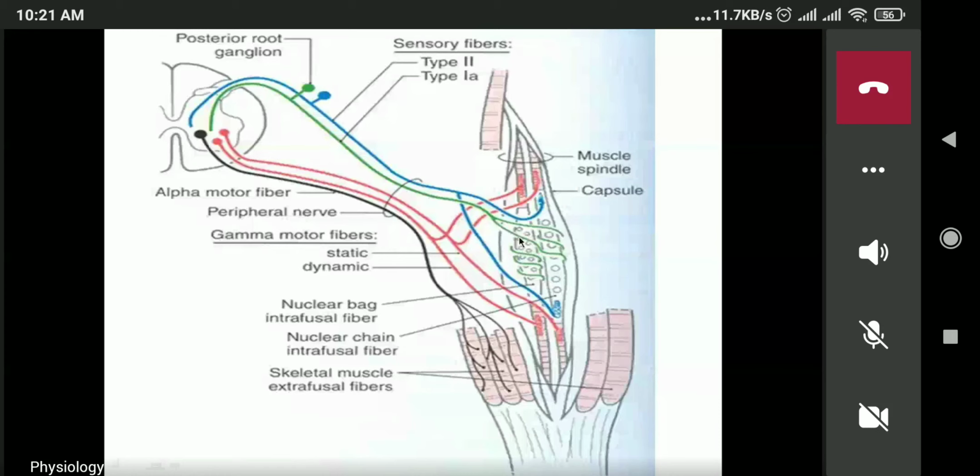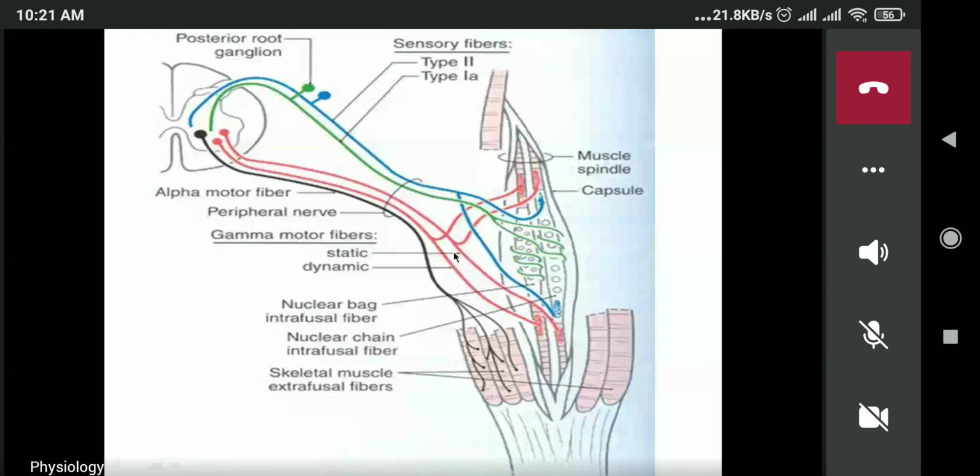Now here you see this is the alpha motor neuron. The alpha motor neuron is innervating the extrafusal fiber. So when the alpha motor neuron is discharging, at that time the extrafusal muscle fiber contracts. Then comes the gamma motor fiber. This is the alpha motor fiber, and the red one is the gamma motor fiber.